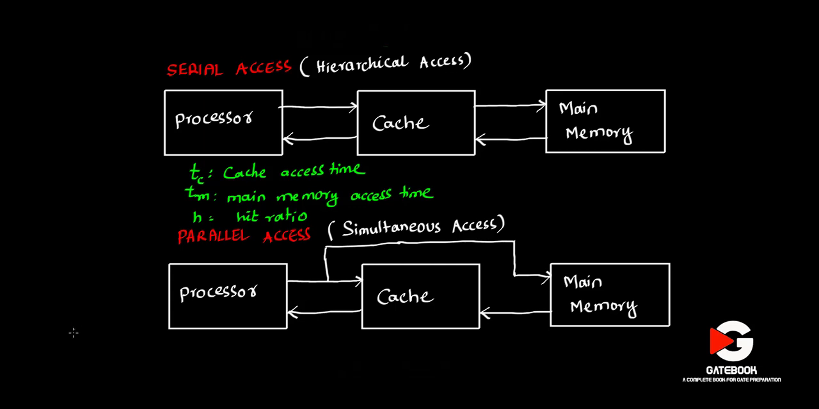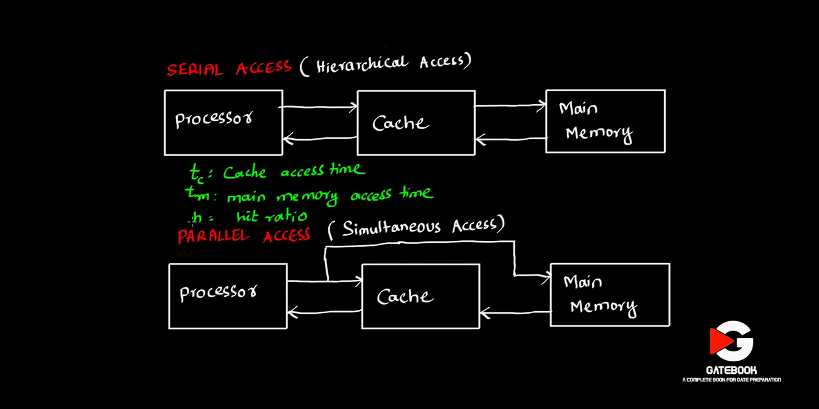In this video, we talk about the most controversial topic of GATE computer science, that is serial access versus parallel access. If a question is given, should we follow the strategy of serial access or parallel access? Serial access is also known as hierarchical access, and parallel access is known as simultaneous access. So let's first understand what serial access is and what parallel access is. After that, we will see which one we should go with.